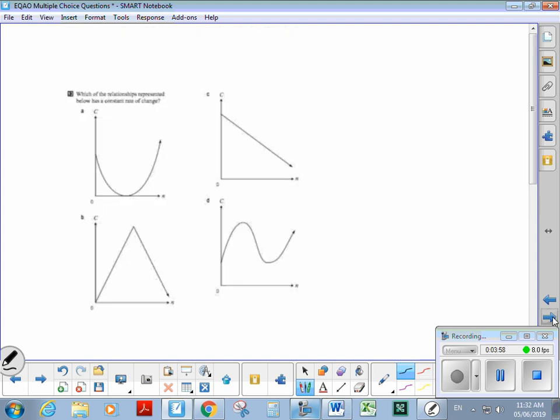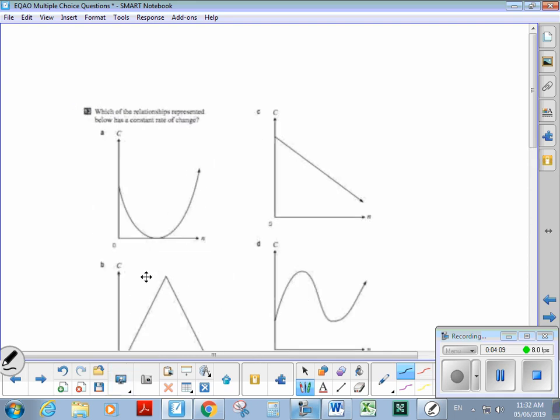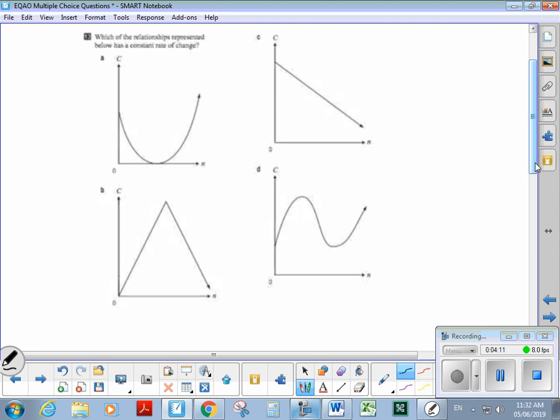which of the relationships represented below has a constant rate of change? So how many have a constant rate of change? All right, so pause the video, and we'll take it up in a second. Okay, so when we look at these 4 graphs, a constant rate of change, what does that mean? Okay, Elizabeth, put your hand down. I can't see you. I'm not actually there. So constant rate of change means that it is linear. Linear means constant rate of change. So this A graph is definitely not linear.